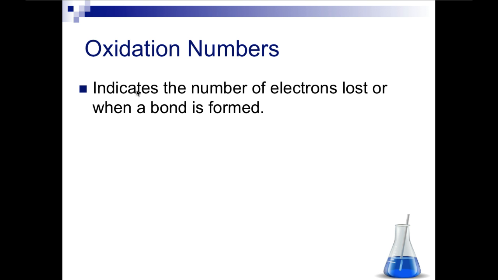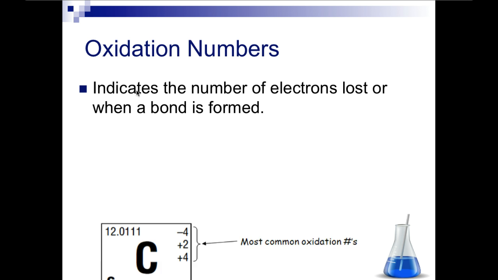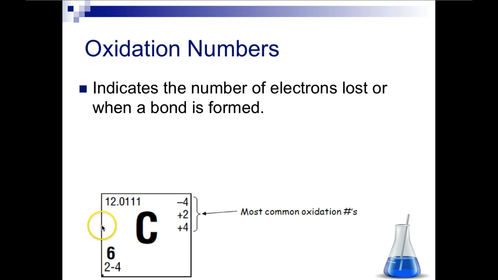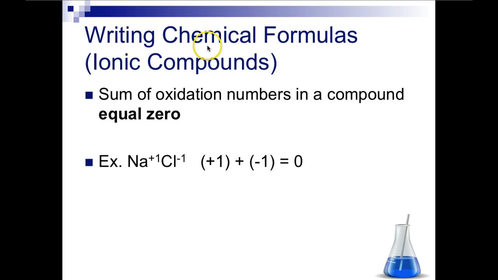So, what are oxidation numbers? Oxidation numbers indicate the number of electrons lost or gained when a formula is formed. On your periodic table, you have the most common oxidation numbers that those elements can have. When you write a chemical formula, the sum of the oxidation numbers has to equal 0. So, Na is plus 1, Cl is minus 1, so plus 1 plus a minus 1 equals 0.